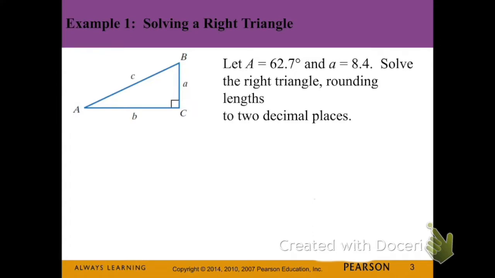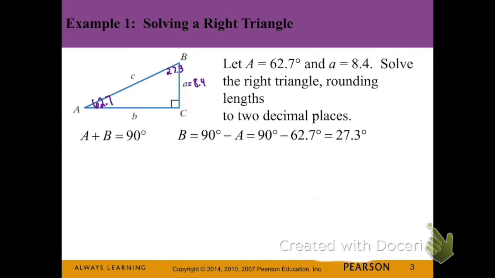The first thing I'm going to solve for is my one unknown angle, which is B. I know that angles A and B have to add up to 90, since angle C is 90, and all three angles should add to 180. So when we subtract angle A from 90 degrees, we get angle B to be 27.3 degrees.